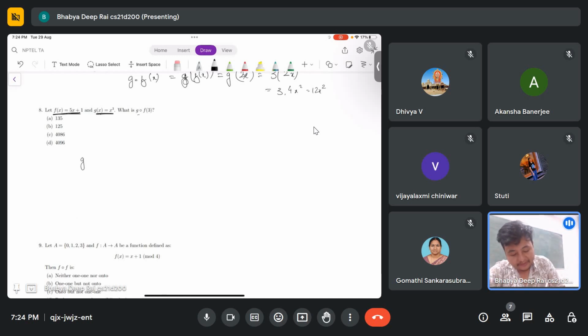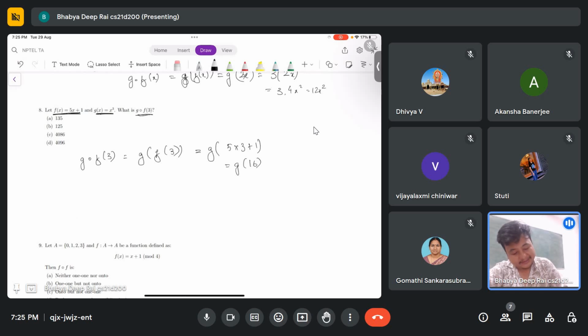So, we need to find G compose F of 3. G compose F of 3 is equal to G of F of 3. What is F of 3? 5 times 3 plus 1. See, I'm taking it from the definition of F. I'm taking X as 3 here, I'm taking the input as 3 here. So 5 times 3 plus 1, which is 16, so G of 16.